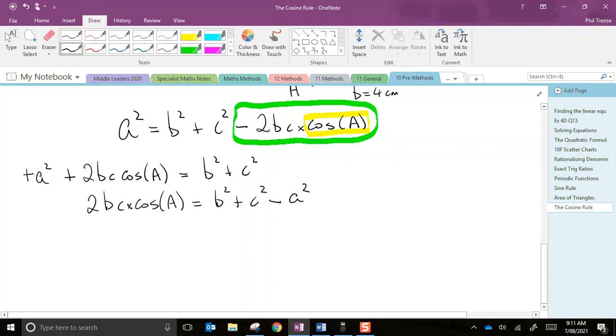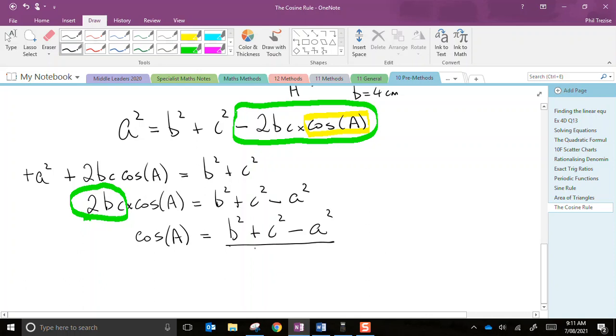And now I can deal with this multiplication. I'm going to think of 2bc altogether multiplying by the cosine of A. So if I want the cosine of A, I've got b squared plus c squared, take a squared, all divided by 2bc. So I've started with my cosine rule, and I've rearranged it to make cosine of A the subject.